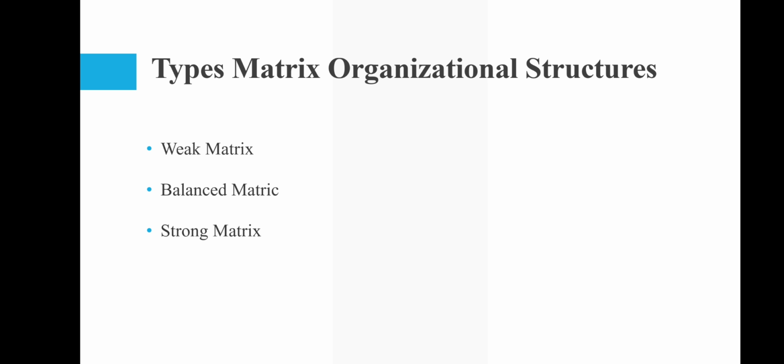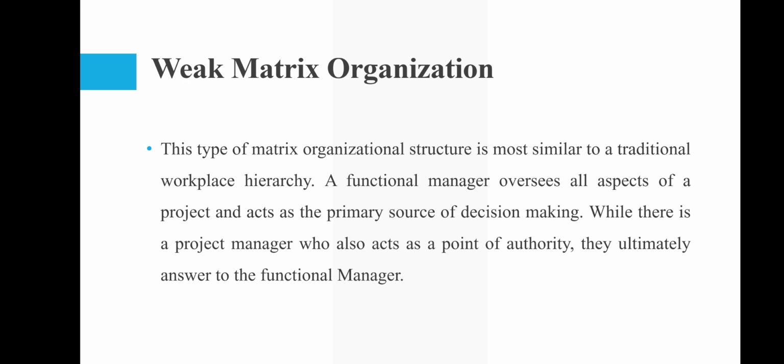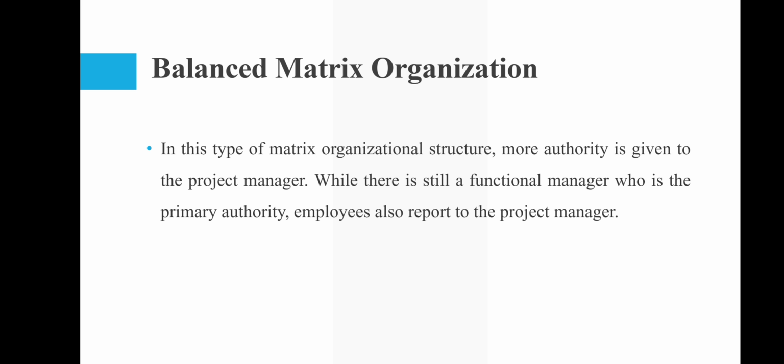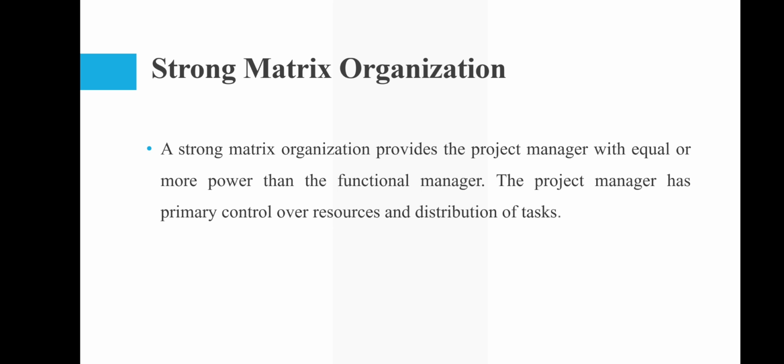Again, there we have some more types of matrix organization: weak matrix, balanced matrix, and strong matrix. In the weak matrix, the authority or decision making power is with the functional manager, and the project manager is weak. He doesn't have the power to make decisions. Balanced matrix: in a balanced matrix, both the project manager and functional manager have equal powers and they both have the authority to make decisions. In a strong matrix, the project manager has the authority. He has the power to make decisions.